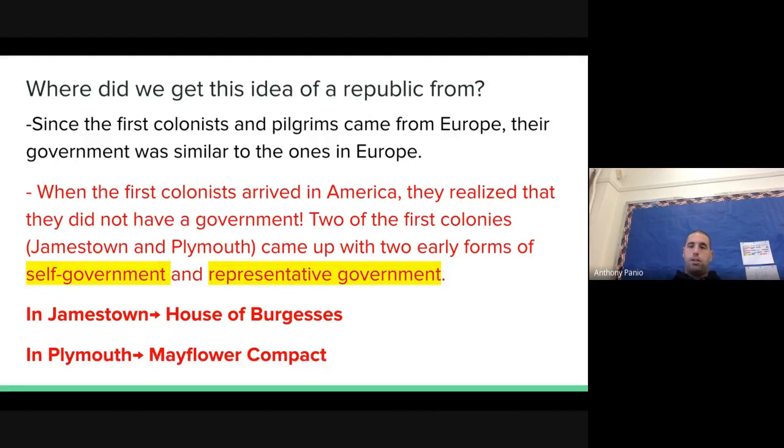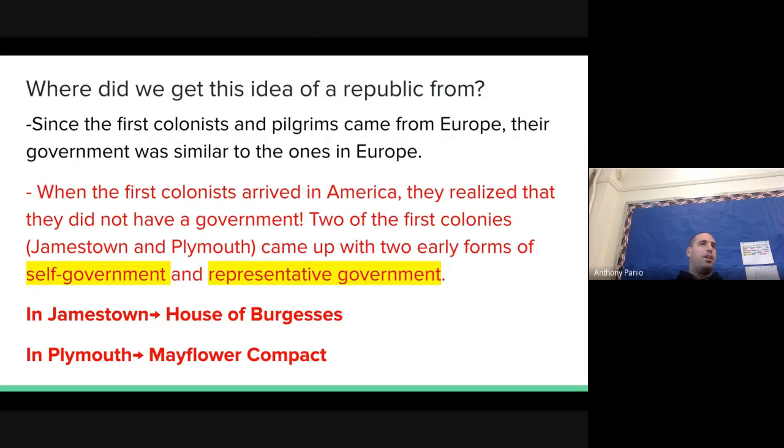Jamestown had a place called the House of Burgesses. I'll show you a photo of it soon. You're just going to look at it. It looks like a house. It's nothing special. But this is a house where you had the representatives of Jamestown meet and talk about how the government of Jamestown is going to operate and what the rules would be.